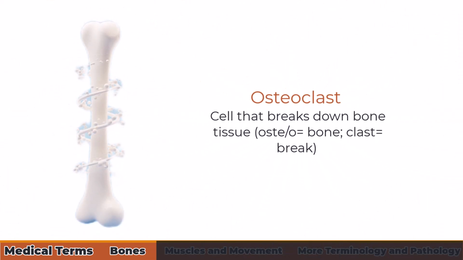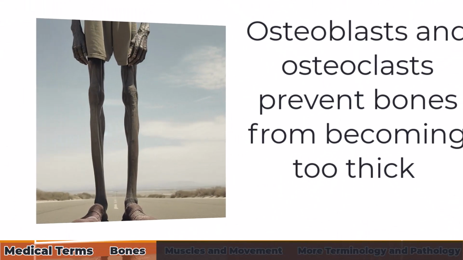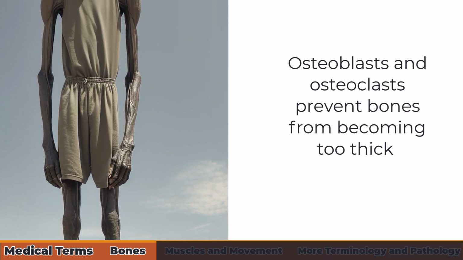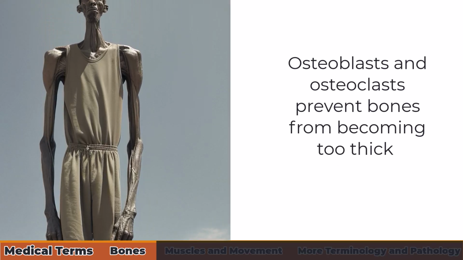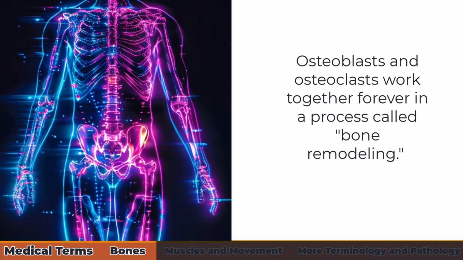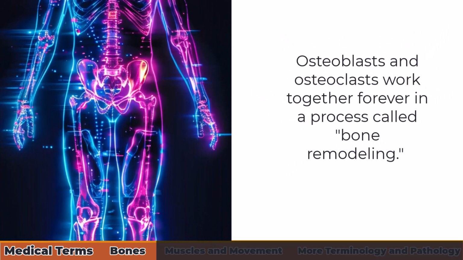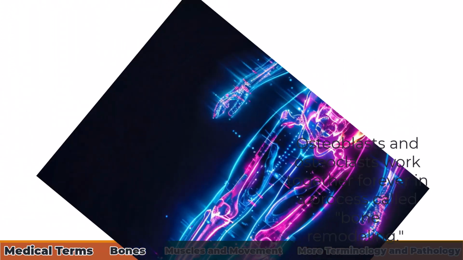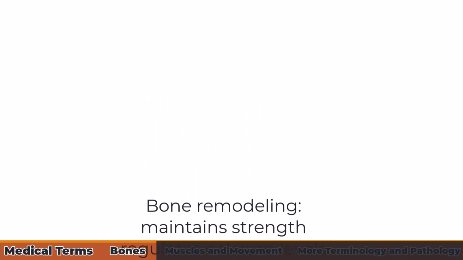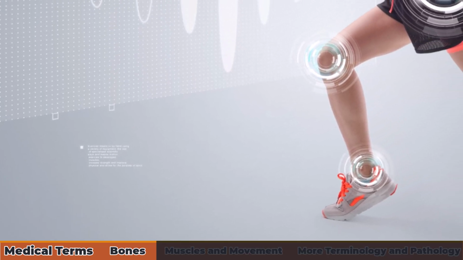Osteoclasts break down bone tissue to prevent excessive thickness and weight. These cells are important because if your bones kept growing and kept getting thicker, we'd be giants and weigh a ton. Osteoblasts and osteoclasts work together forever in this process called bone remodeling. Bone remodeling is crucial for maintaining bone strength, regulating calcium levels, and repairing injuries and micro damage. It's amazing that bones are alive.